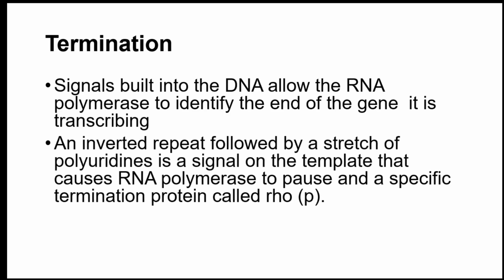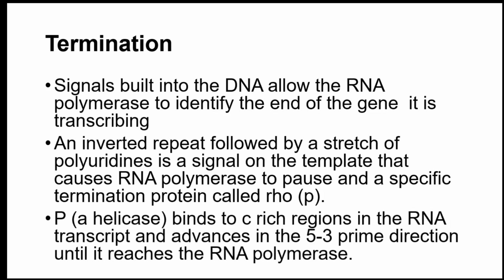Now, how is the signal inbuilt within the DNA? In the DNA we shall have an inverted repeat followed by a stretch of polyuridines, and it is a signal on the template that causes RNA polymerase to pause. The moment RNA polymerase finds this inverted repeat, it's going to pause. If it was moving fast, it's first going to stop.